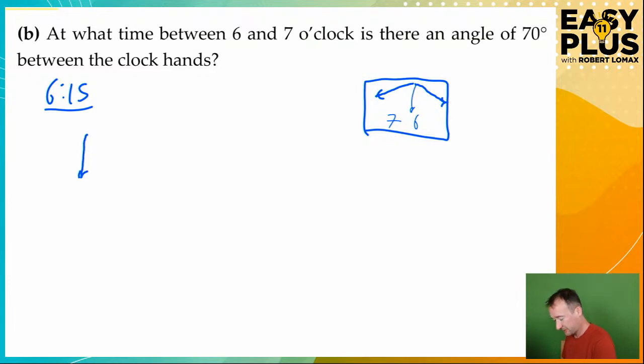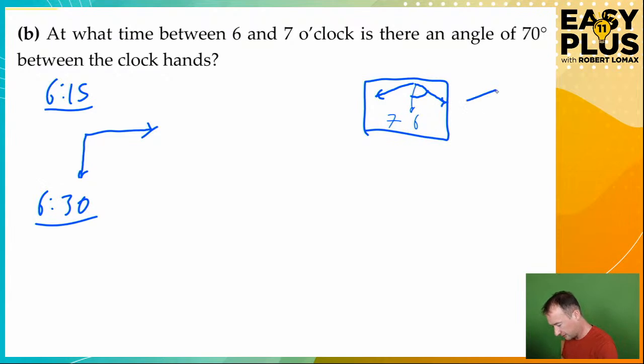So the hour hand will be just past 6 o'clock, and the minute hand will be over here. And you can see that that is definitely a much bigger angle than either of these angles here. So 6:15 is not going to work for us. Okay, let's try another one. Let's try 6:30.